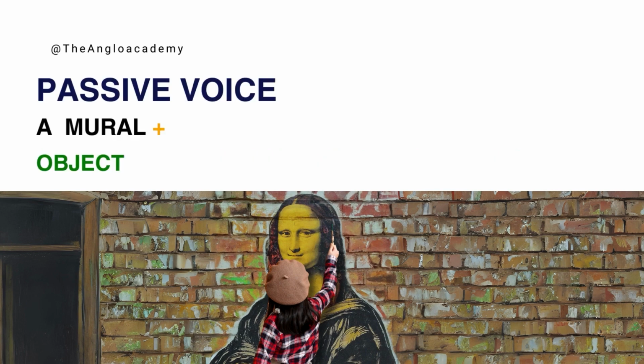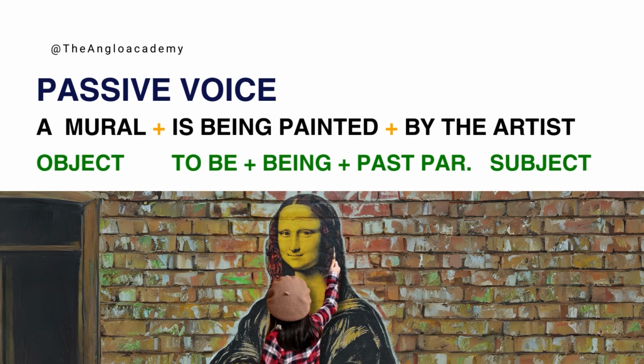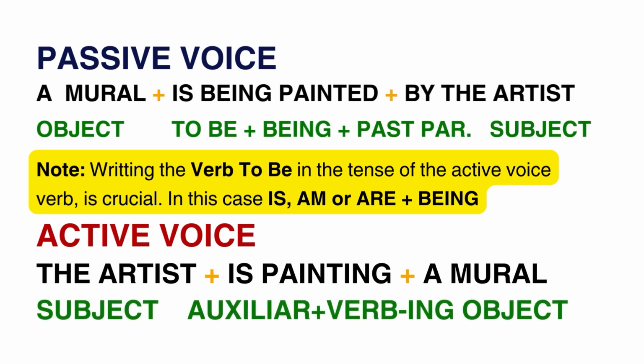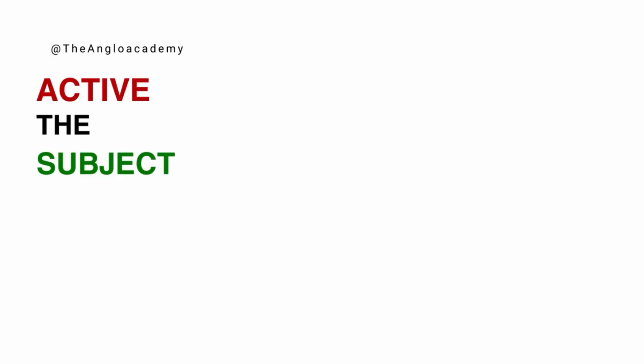Passive voice: A mural is being painted by the artist. We use is being or are being followed by the past participle for forming passive voice in present continuous tense, because we use being since the action is in progress. Now, with the past continuous tense, it happens exactly the same.